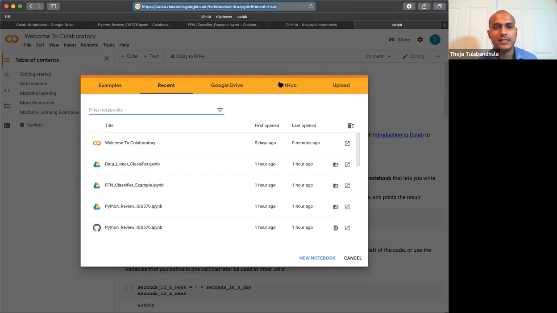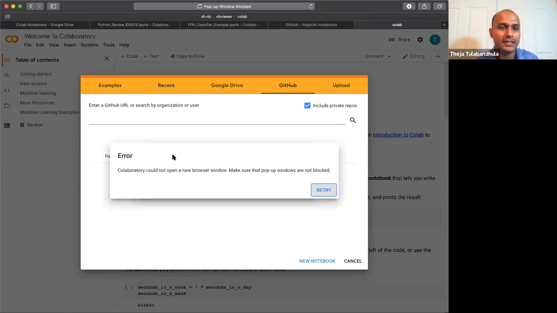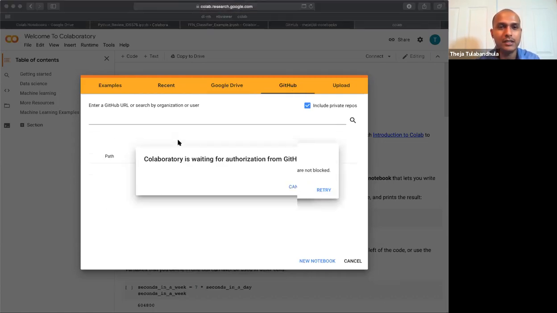So you'll see there is a bunch of tabs for you to do something. One way to do something in real time is you can click GitHub. It will say some error, but that's okay.